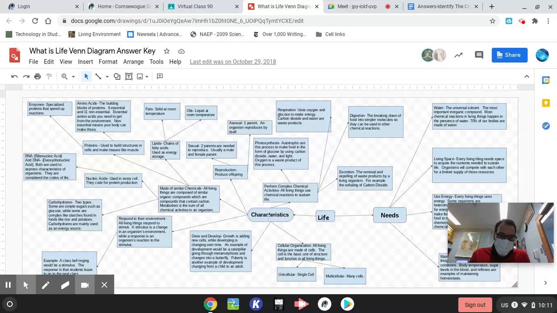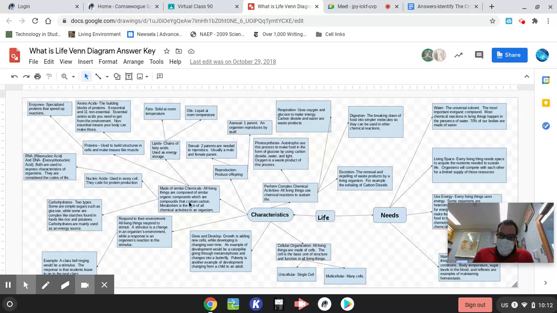Okay, that is another one we kind of added here. Responding to the environment, grow and develop, cellular organization, and performing complex chemical activities. And so this is not that complicated if you simply follow the arrows off of it. So again, we talked about reproduction, producing offspring. We said that there was asexual, one parent, and sexual, two parents. So this is just a way to organize all the information.